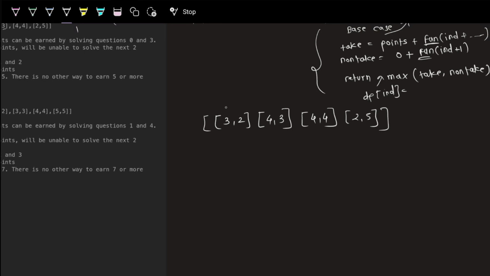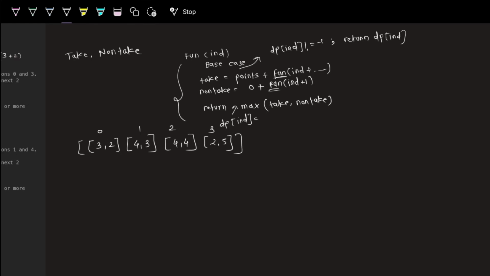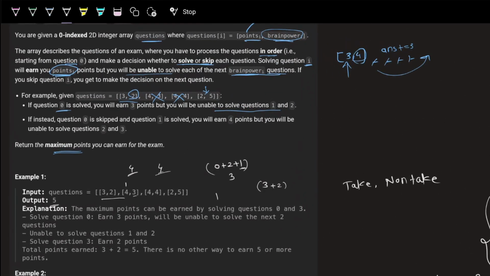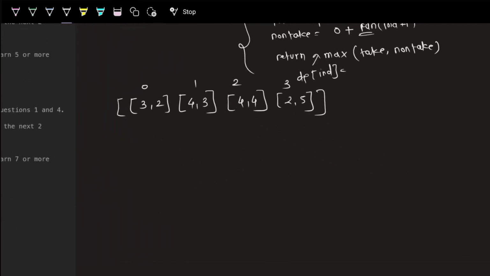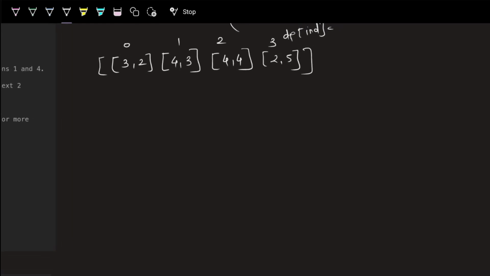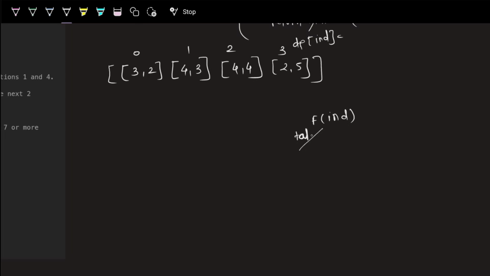I will try to give this index in 0 1 2 3. Now our function is taking index only. So initially I will start, as they have already said here also, we have to start from question 0. So I will also start from 0. You can do reverse as well, it's fine, based on you, whether you want to go top to bottom or bottom to top. Basically it's on us. So suppose my function is f of index, which takes the index, and this side, that is the left side, I am putting the take side, and on the right side I am putting the non-take side.